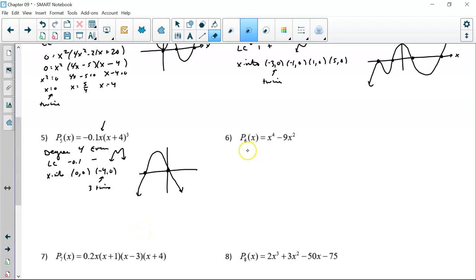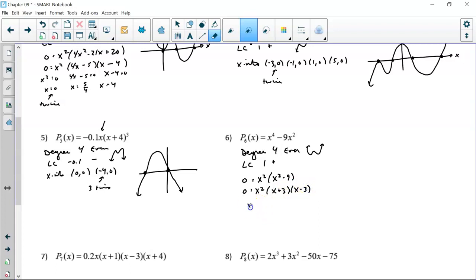For number 6, the degree is 4, which is even. And our leading coefficient is a 1, which is positive, so it's going to have this shape to it. Now we need to factor this. 0 equals, and our common factor is x squared. So it's going to be x squared minus 9. We can keep factoring x squared, and x squared minus 9 is x plus 3, x minus 3.